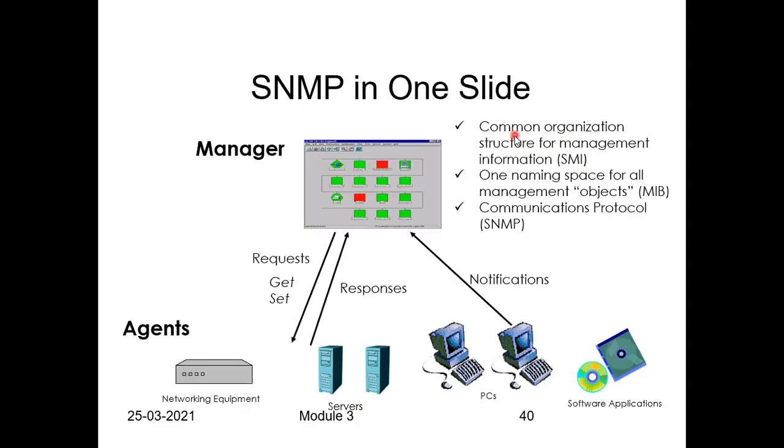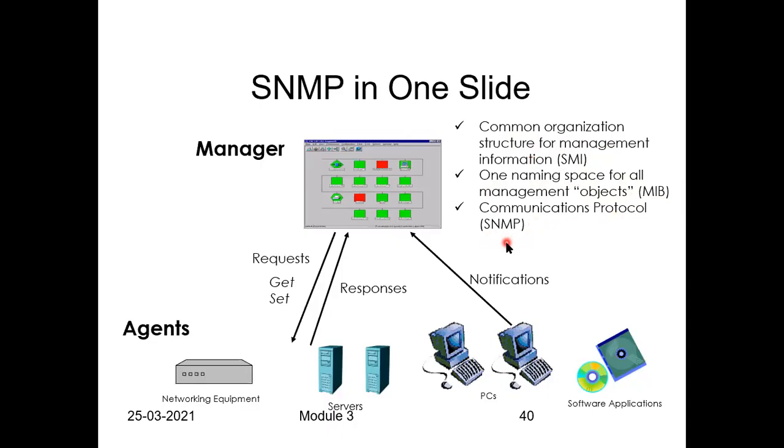What is SMI? It is the common organization structure for management information. I have a lot of management information; how will I structure it? That is your SMI. Then what is your MIB? One naming space for all objects. All the objects that we name are present there, in the form of a tree diagram that we have seen. So that is your MIB. And then the communication protocol that we are using is your SNMP.